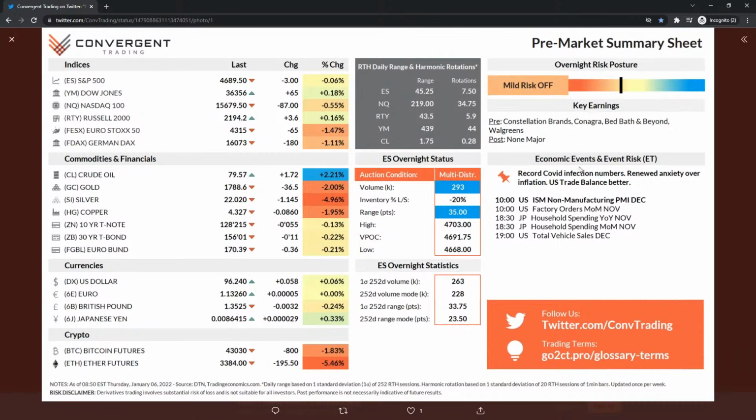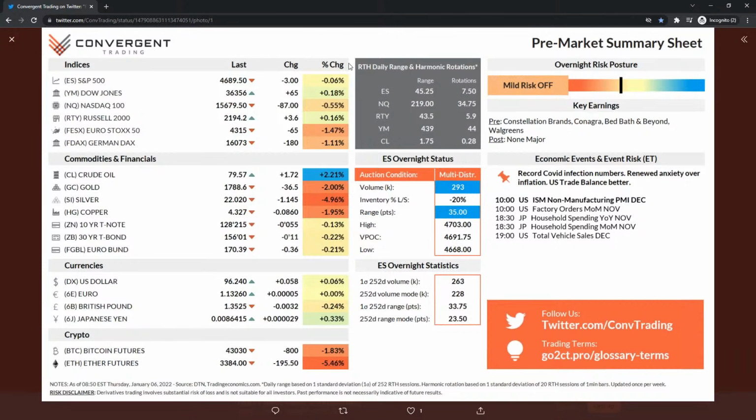But it's posted every day on Convergent's Twitter feed. You can find it at twitter.com/conv, C-O-N-V, trading. It's posted around 8:50 or so a.m., plus or minus 5 minutes. And one of the key elements on this chart is the risk posture. So what we've done here is we've gone back to when the volatility started, which was January 6th, okay? And we're looking at what is going on January 6th.